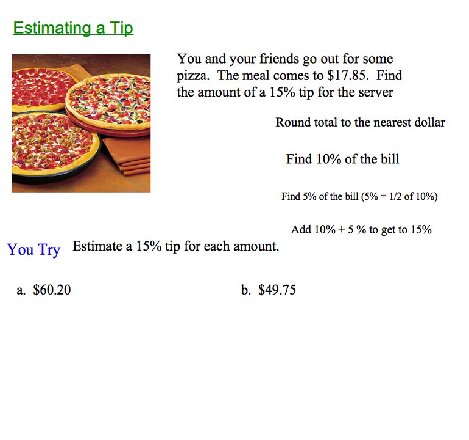So here's how this works. First step, round total to the nearest dollar. So our total is $17.85. That's not a fun amount to kind of estimate. So what I'm going to do is I'm going to round it to the nearest dollar. Is it closer to $17 or $18? Well, I see it's 85 cents. That's pretty close to another whole dollar. So I'm going to call this $18.